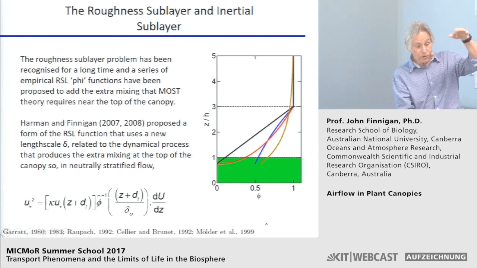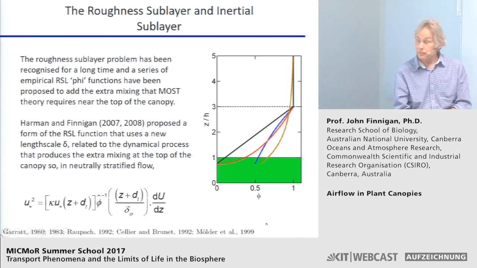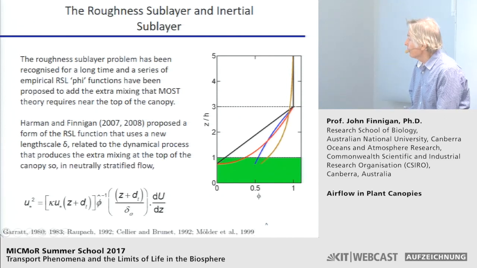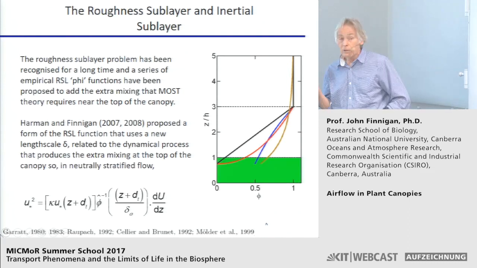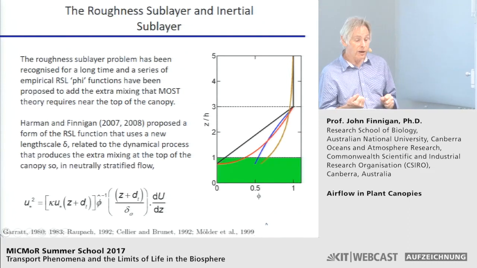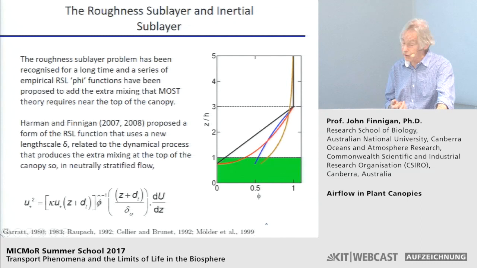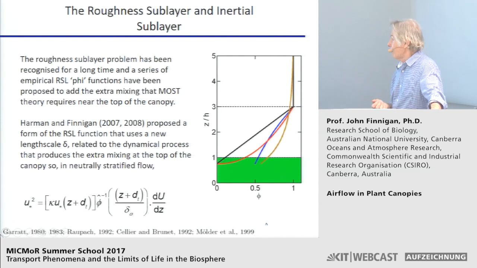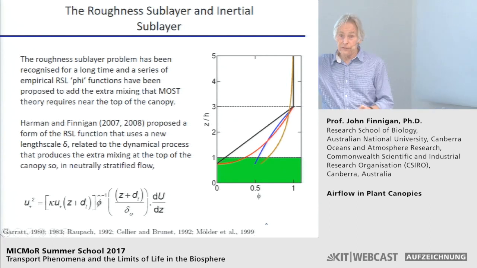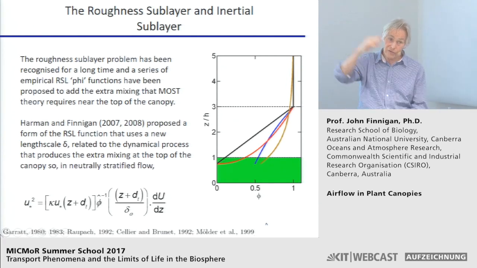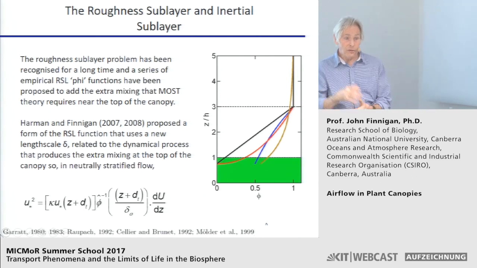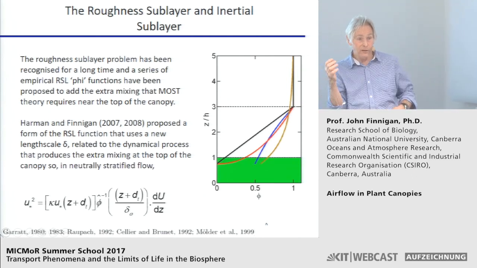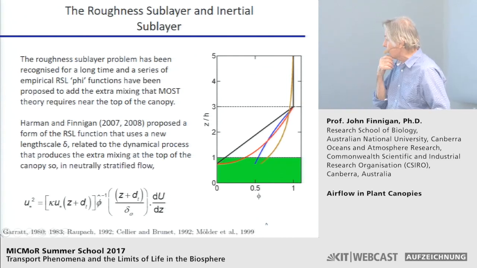They all assume that you know what the depth of the roughness sublayer is. A few years ago, Ian Harman and I proposed a new form of the roughness sublayer, which is based on some actual dynamical theory that we'll talk about in much more detail on Friday. But it says that there's a new length scale. So instead of the eddies being related just to the distance from the ground, or the distance from a displacement height, there's a new length scale added in now, which is the vorticity thickness. And I'll tell you what that is in a little while.